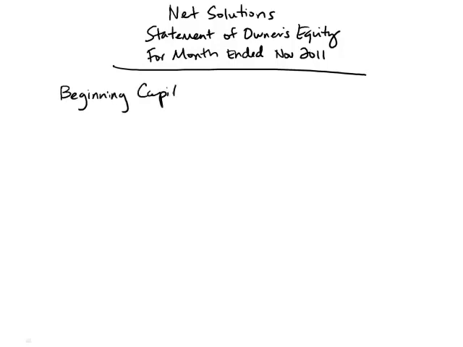We start out with beginning capital, and it was 0. This was the first month of operation for this business, so we started out with 0. If we add his investments, he made one investment of $25,000. First thing he did, put his personal money into the business.